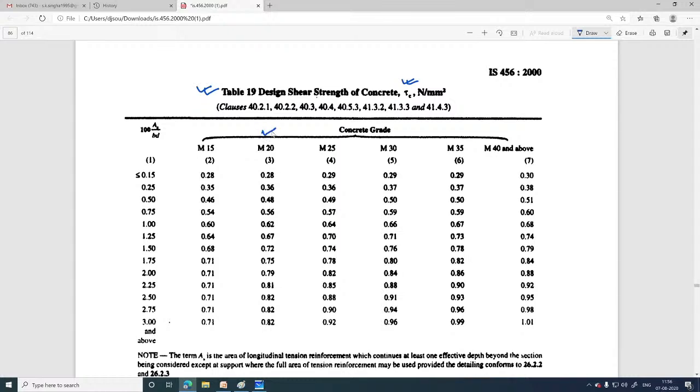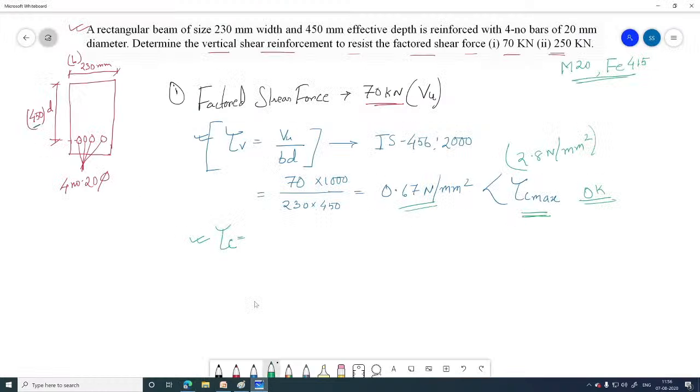But to determine the tau c, we need to choose two particular things. One is the grade of the concrete, in our case it is M20, and another thing is the percentage of steel, that is Ast by bd into 100. So let's determine the percentage of steel. I am just determining over here in the whiteboard. First we determine the Ast value. Look here, the Ast can be calculated by 4 numbers of 20 mm dia bars, right?